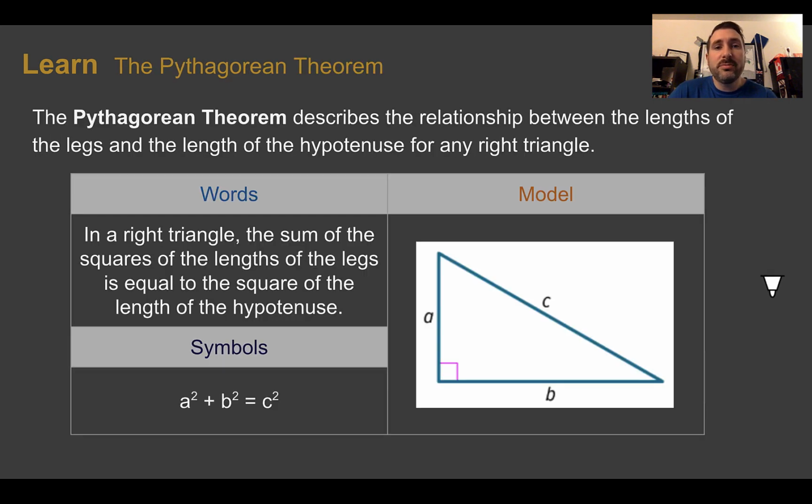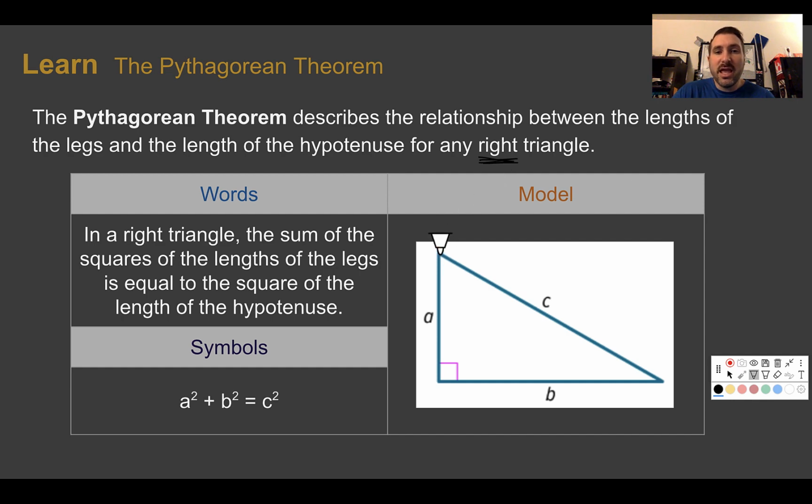The Pythagorean theorem describes the relationship between the lengths of the legs and the length of the hypotenuse for any right triangle. But the key here is it has to be a right triangle. It doesn't work for any other kinds of triangles. So what the Pythagorean theorem says is that in a right triangle, the sum of the squares of the lengths of the legs is equal to the square of the length of the hypotenuse. That's a lot of words.